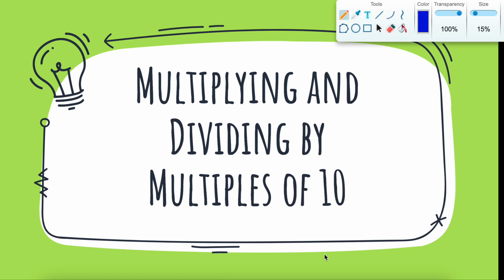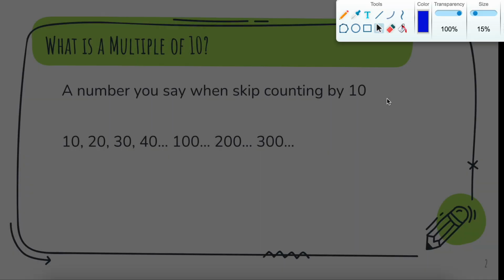Sixth graders, this is Mrs. Jones, and today we are looking at multiplying and dividing by multiples of 10. So first, we need to decide what is a multiple of 10.